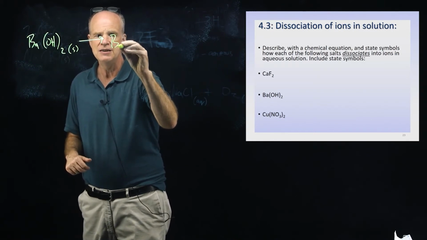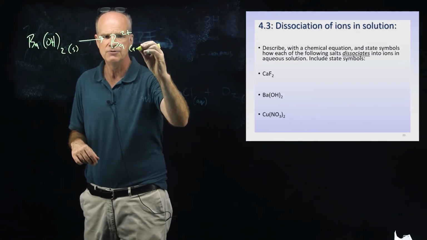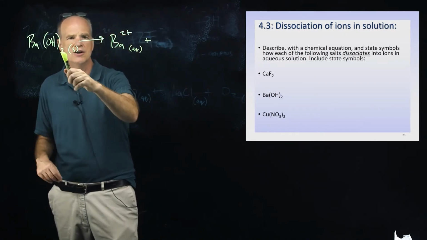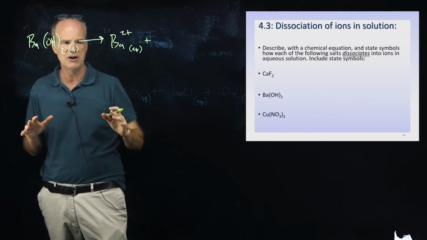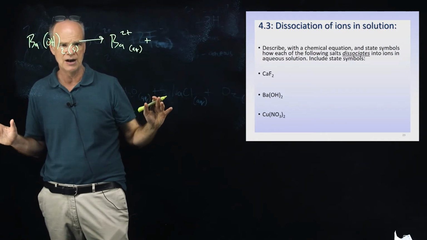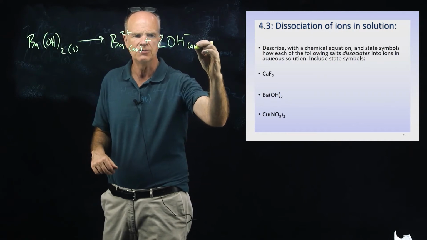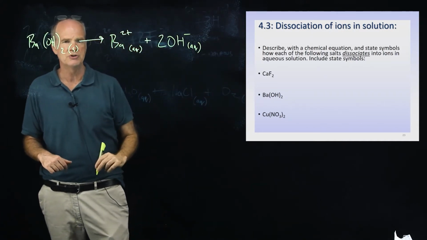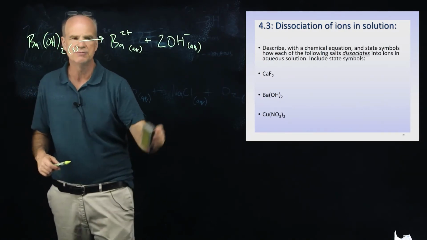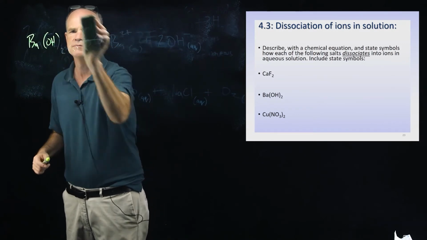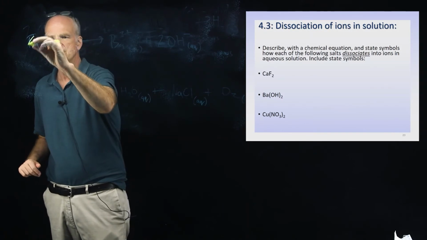So we write Ba2+, and to show that it's dissolved in water, we write aqueous. Okay, and then here the hydroxide ions, each with a negative charge, separate from the barium. So we have two hydroxides that go off from the barium. So we write 2OH- like this, and then aqueous. And so that should be a good equation to describe the dissociation of barium hydroxide into barium and hydroxide ions. Let's do the next one. Okay, so the next compound is copper nitrate.